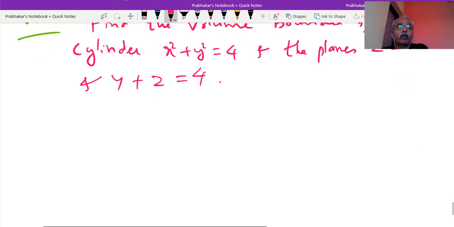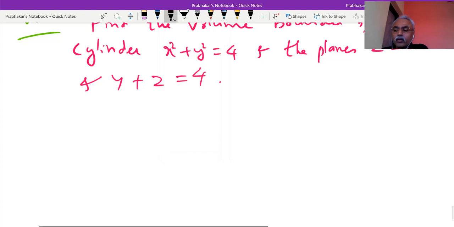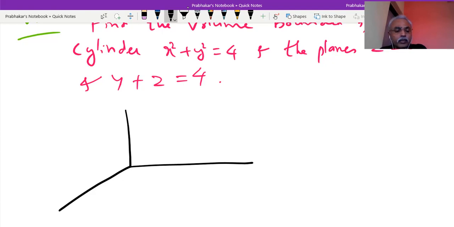So when I draw this, you need to draw a three-dimensional figure carefully, taking this as the x-axis, this as the y-axis, this as the z-axis. First of all, x square plus y square equal to 4 in the xy plane.